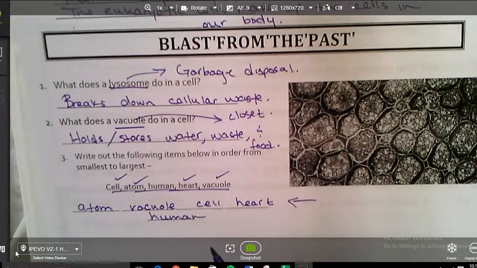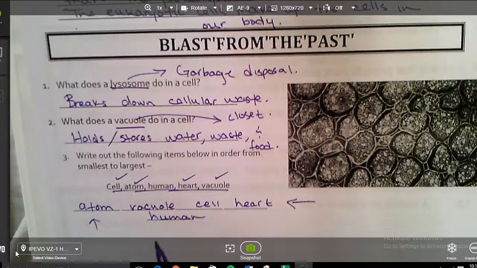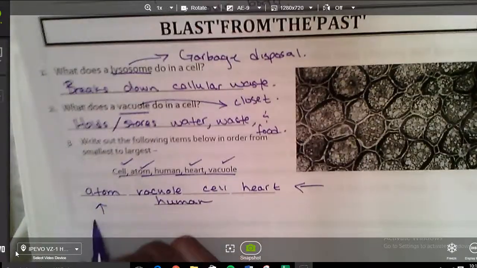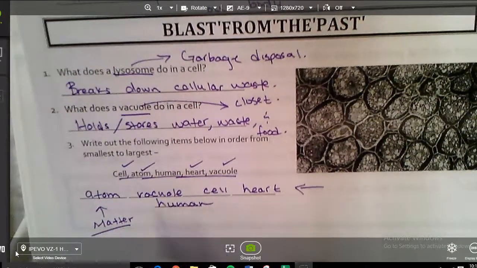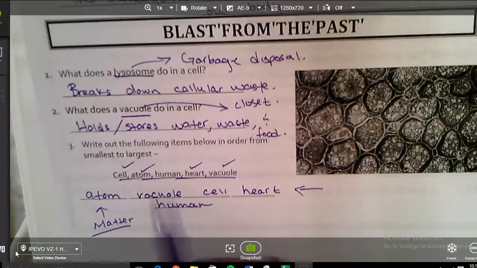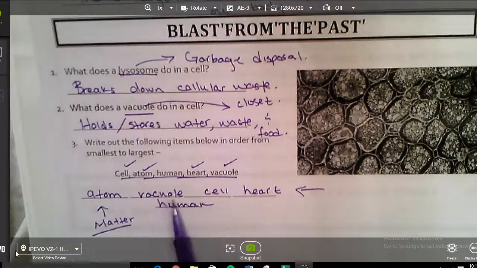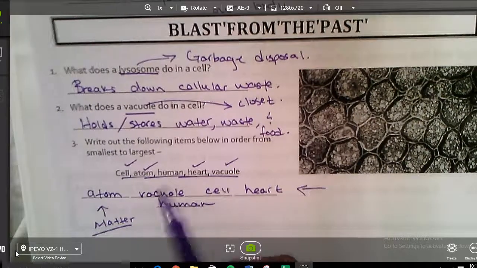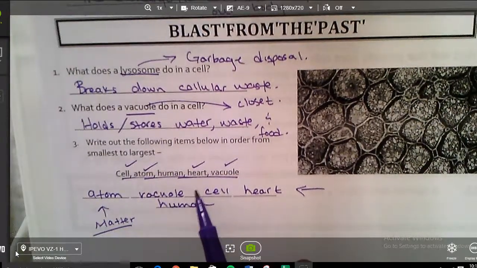So if we want to start with the smallest of the small, we know that atoms are the basic building block of all matter, all biotic and abiotic things. If we go next, I know a lot of you may have put cell first or even cell second, but remember, a vacuole is a tiny organelle that's found inside the cell. So of course it's going to be smaller than a full cell.